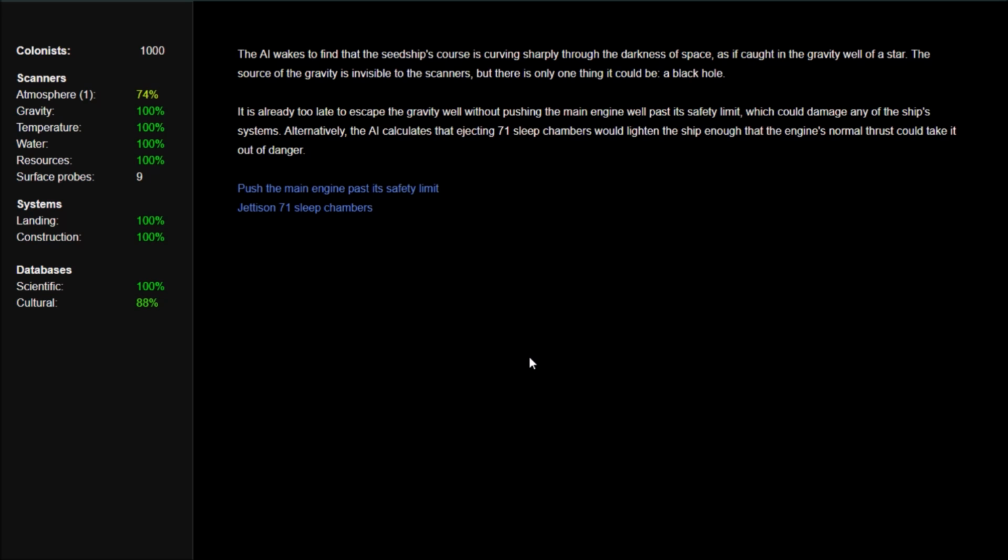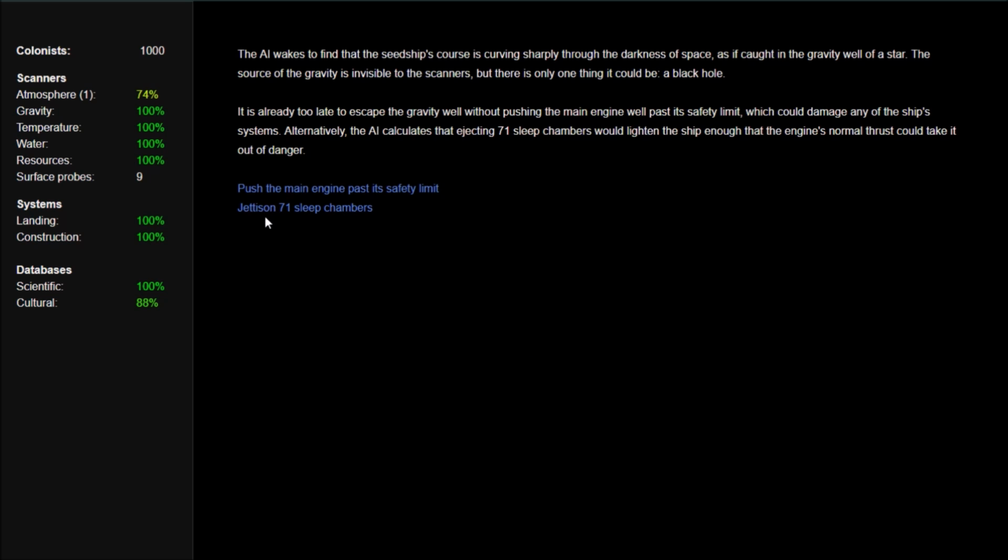AI awakes to find the seed ship's course is curving sharply through the darkness of space, as if caught in the gravity well of a star. The source of this gravity is invisible to the scanners, but there is only one thing it could be, a black hole. It's already too late to escape the gravity well without pushing the main engine well past its safety limit, which could damage the ship's systems, any of the ship's systems. Alternatively, the AI calculates that ejecting 71 sleep chambers would lighten the ship enough that the engine's normal thrust could take it out of danger.